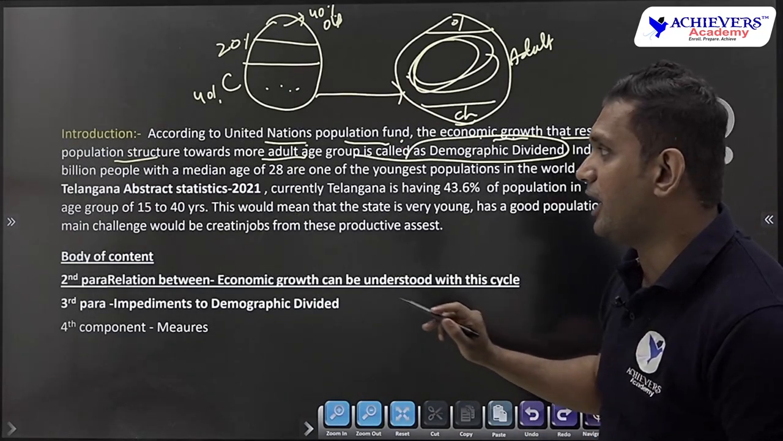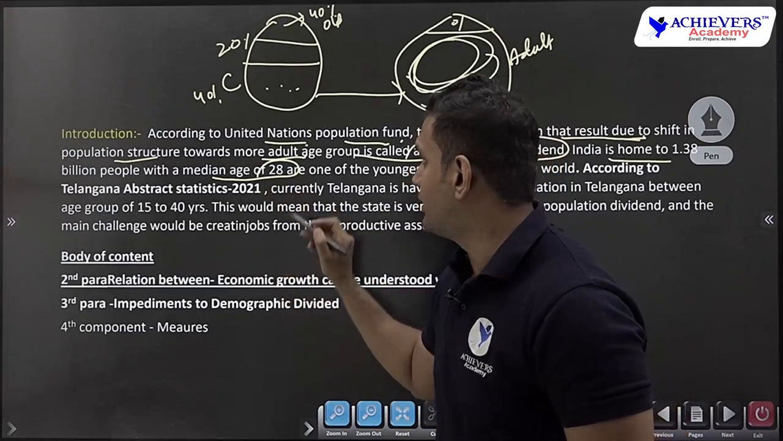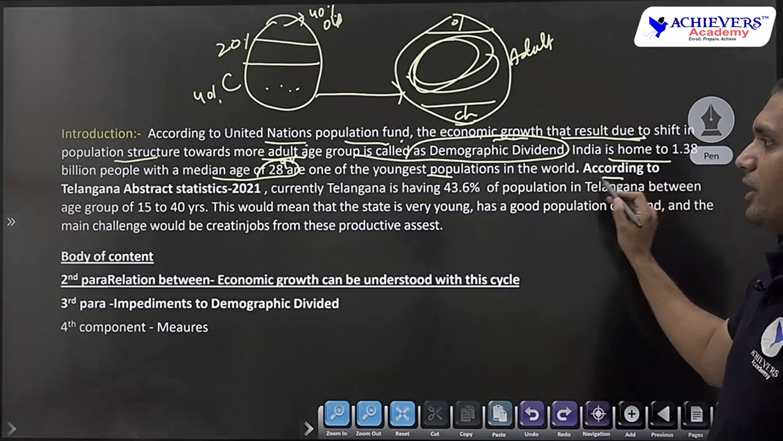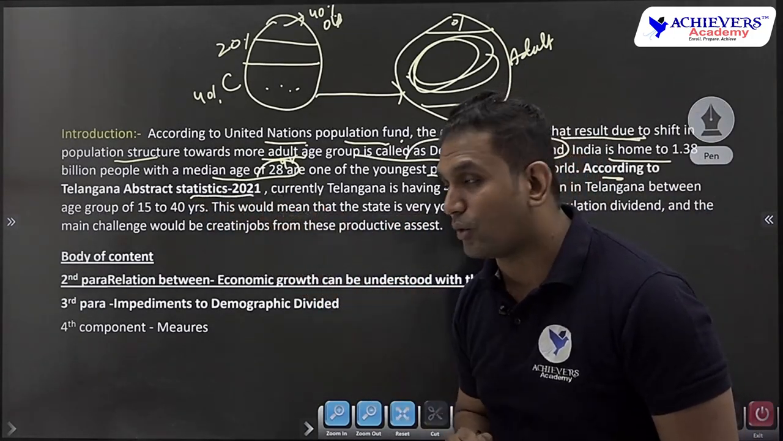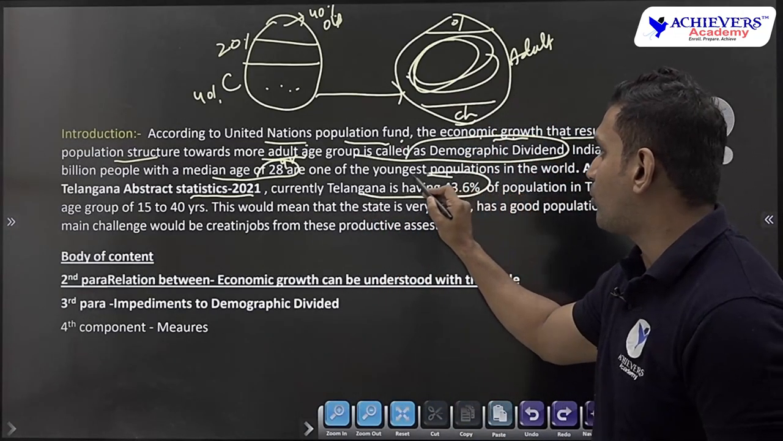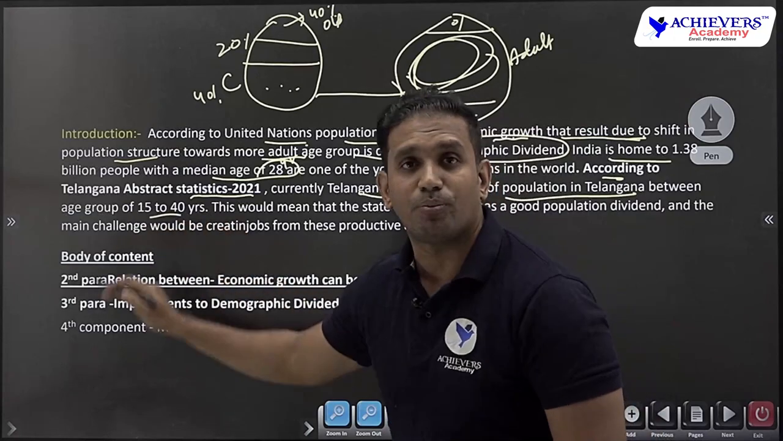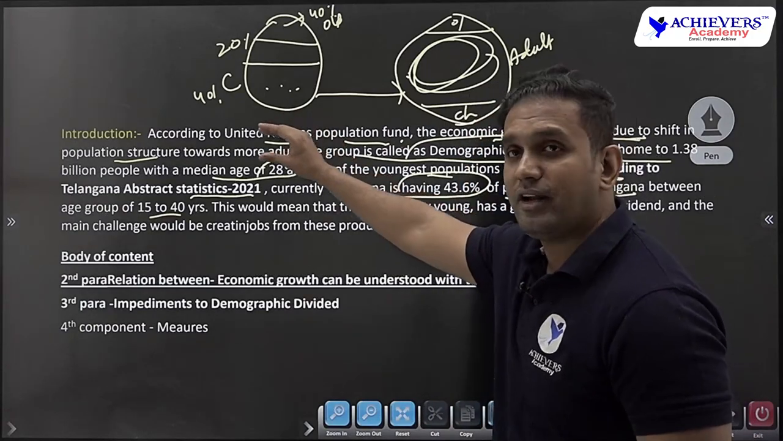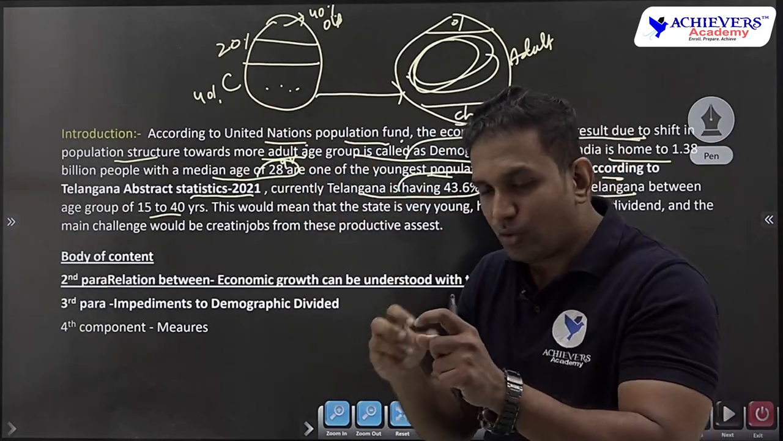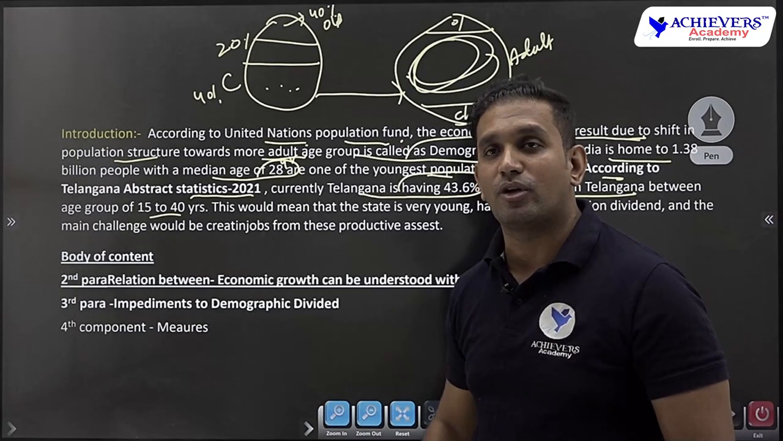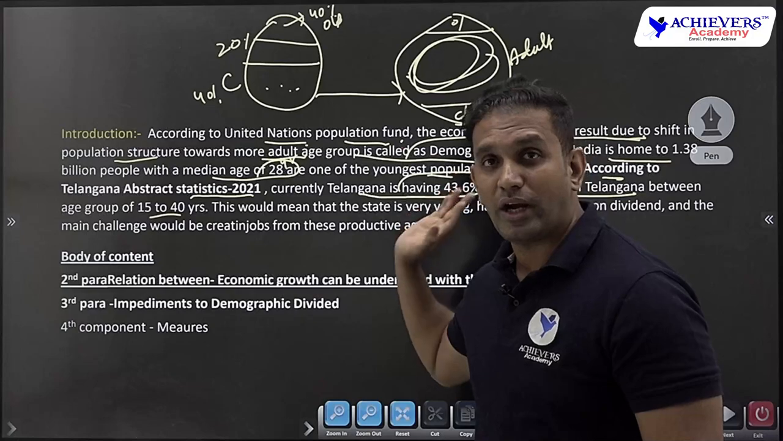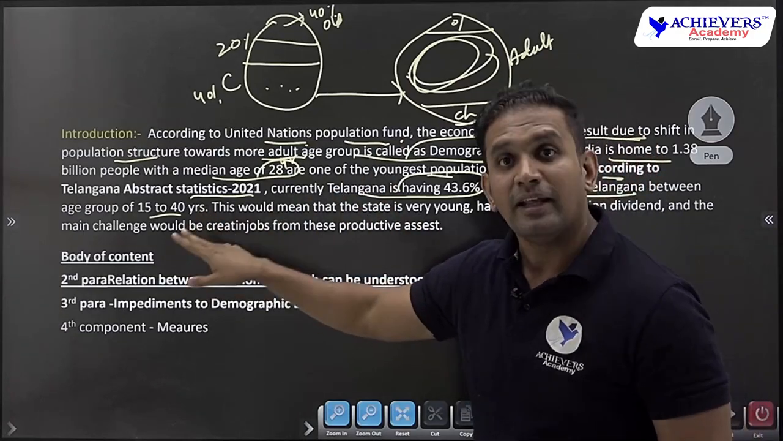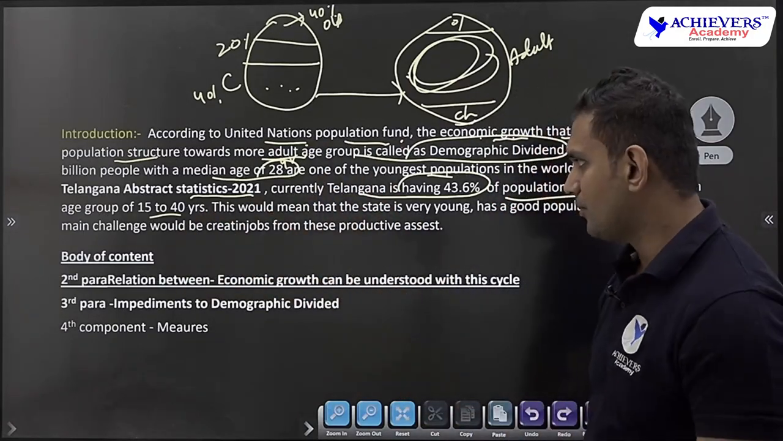India is home to 1.38 billion people with a median age of 21 years. Okay, and we are going to be the youngest population in the world. According to the Telangana Abstract Statistics 2021, currently 43.6% of the population in Telangana is between the age group of 15 to 34 years. So see how beautifully I have presented the introduction. I have given the definition of how these youth can push the economic growth. I have given it very properly here. According to the United Nations Population Fund, our theory is right. India is having the youth? Yes. Telangana is having the youth? Yes. Okay.